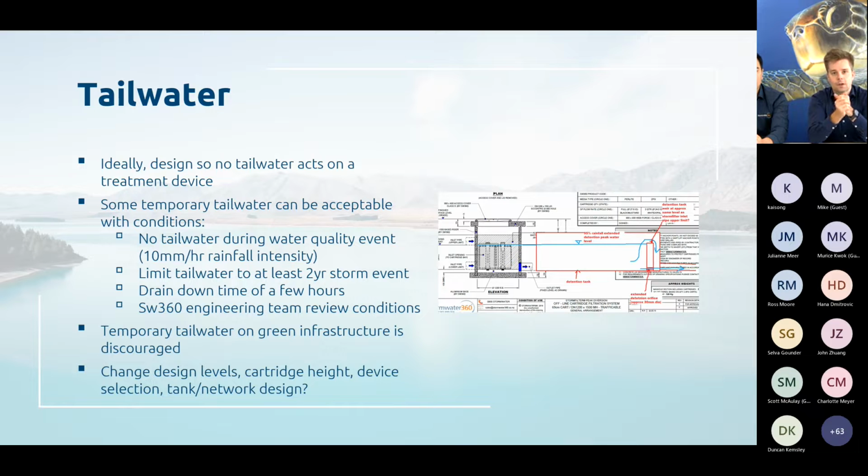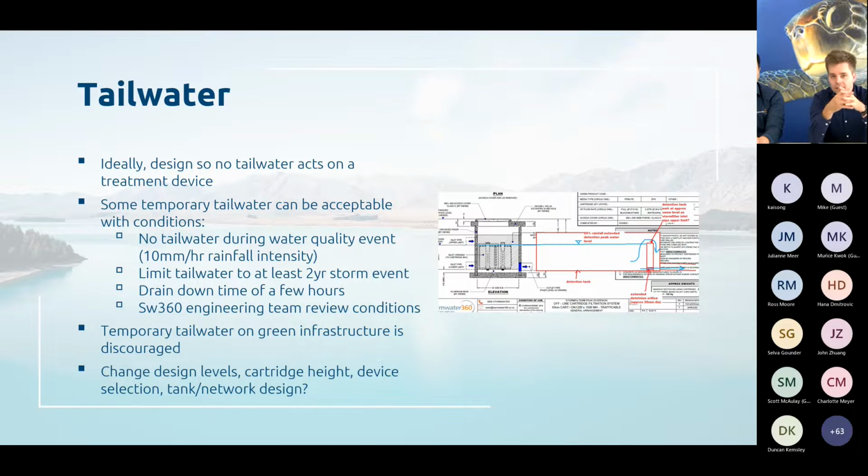Really important that when we're designing the filter to treat that first flush, that it can treat at the design flow rate. We want to limit the tailwater to being as infrequent as possible, whether that's going to be to either the 2, the 5, or ideally the 10-year event storm, only then having that condition of tailwater. We want the drain down time to be a few hours, not a few days. Again, that helps prevent biofouling and clogging of the media. And ideally, if there is going to be tailwater, we want to help review that and help step you through the process of making sure that the treatment performance and then ongoing operation and maintenance of the device will work as we need to.